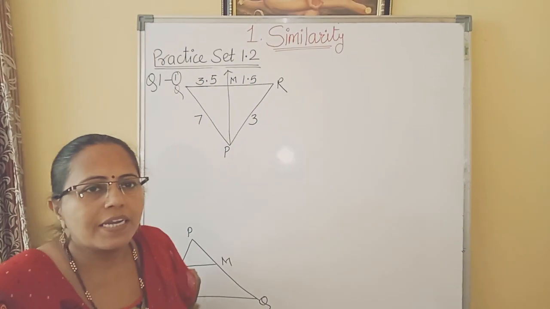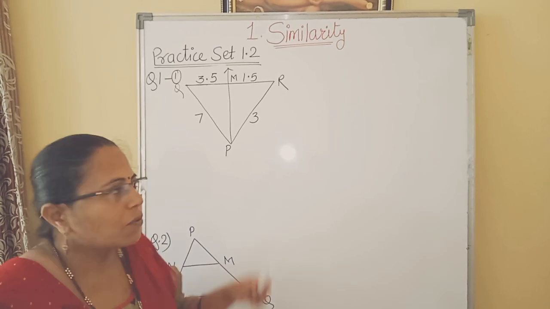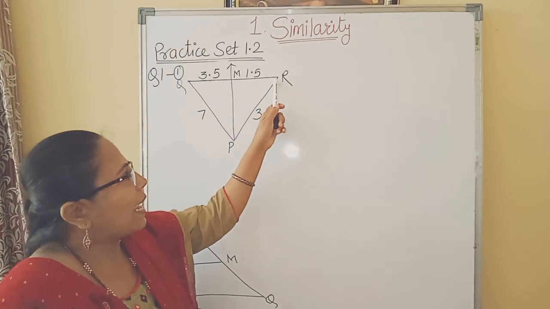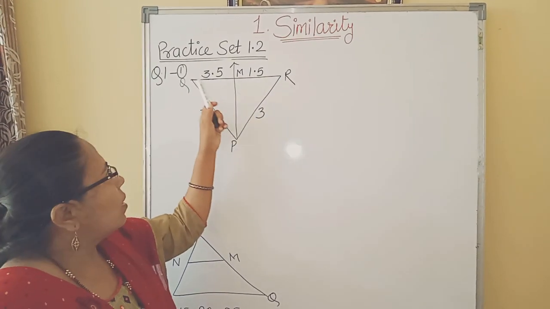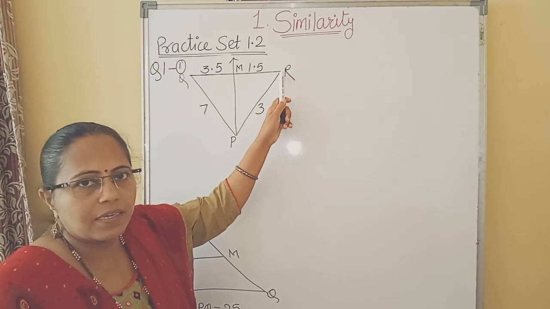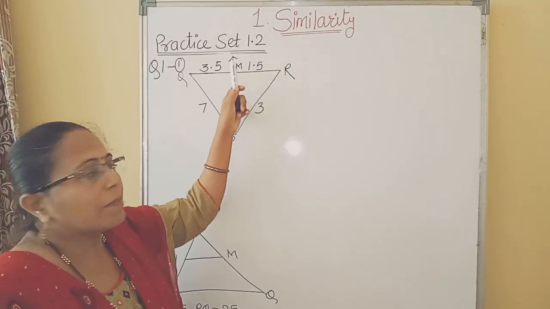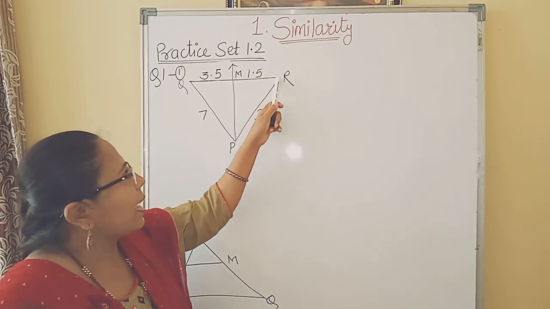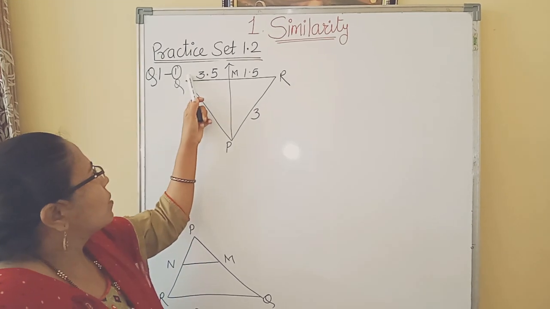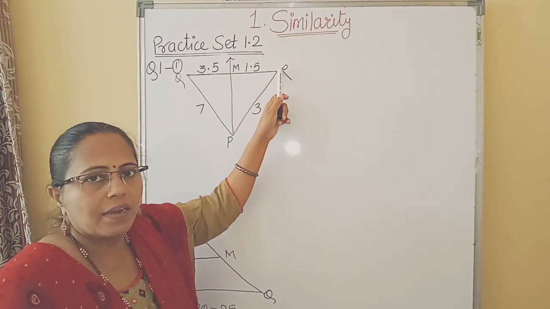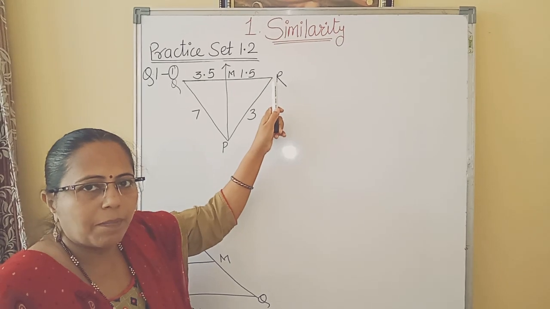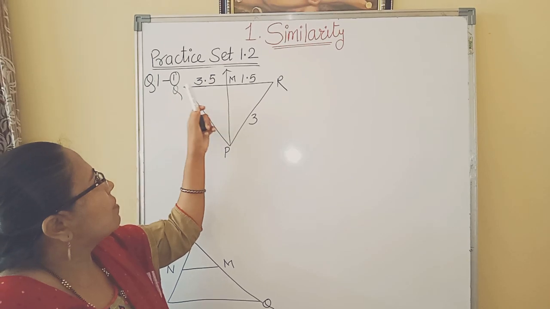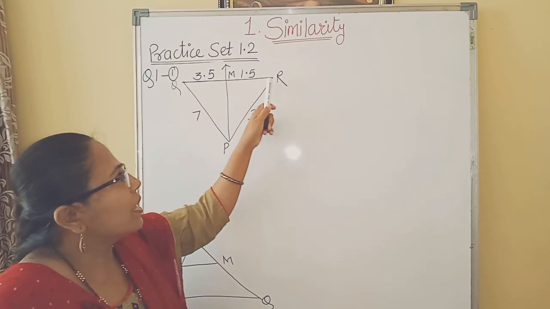As we studied the angle bisector property, we know that the bisector of an angle divides the side opposite to the angle in the ratio equal to the ratio of the remaining sides. Means we can say PM is the bisector if we get QM upon MR equal to QP upon PR. So first step is to find out the value of these ratios. First we will find QM upon MR.